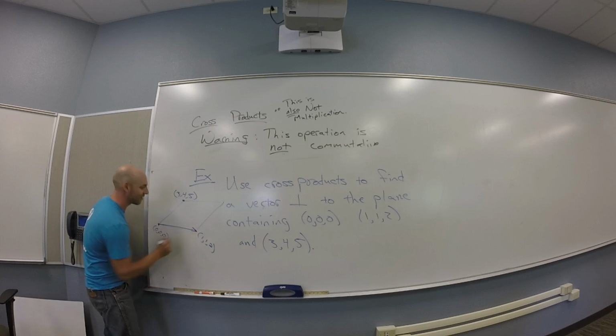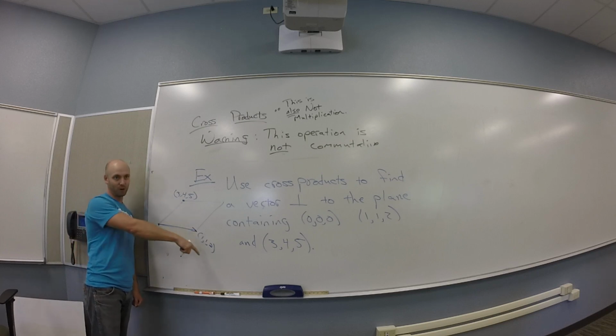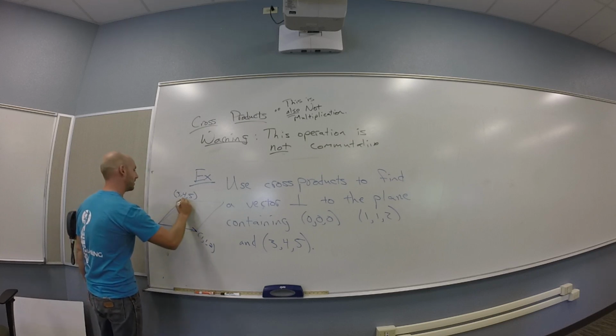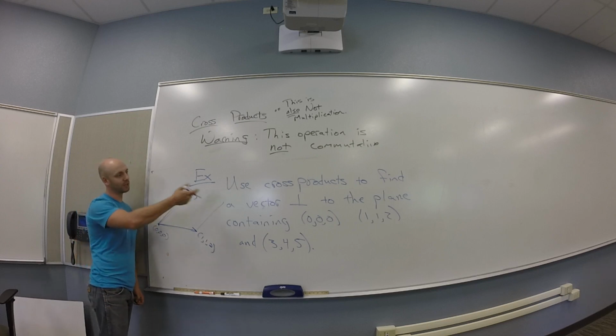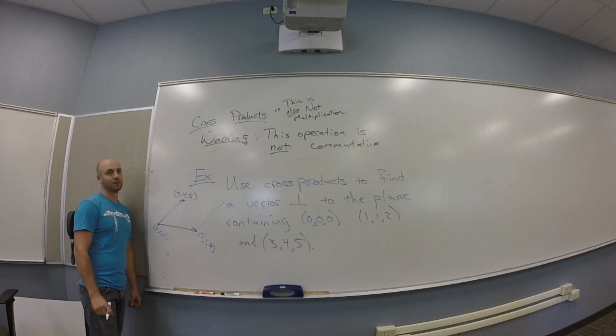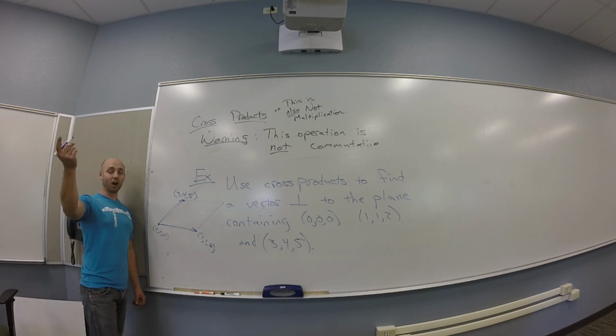Yeah, good. So this is a vector, (1, 1, 2) is in there. This is a vector, (3, 4, 5). That's also in there. That's cool with us? I want a vector that's perpendicular to this plane. So I should do a cross product, right?